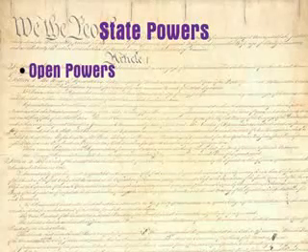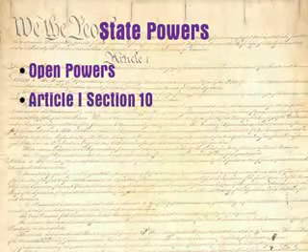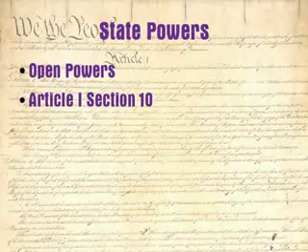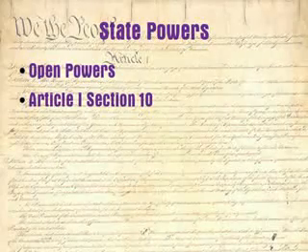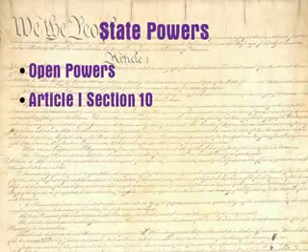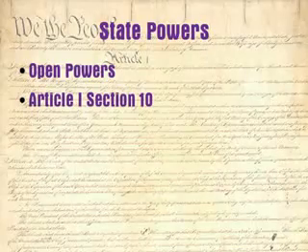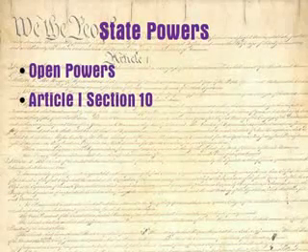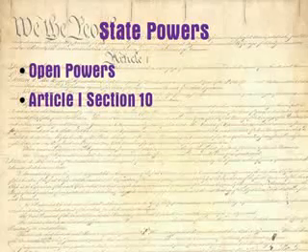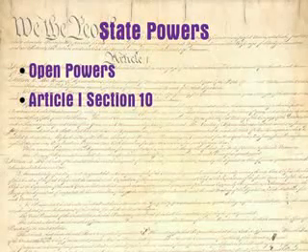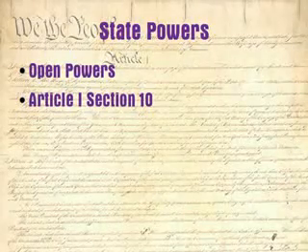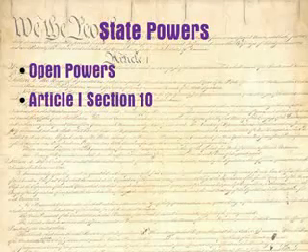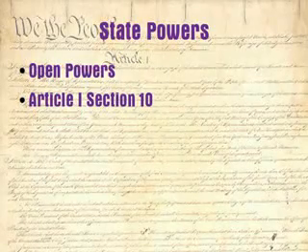However, there are restrictions. State powers are restricted by Article 1, Section 10. Many of these are the same as in Section 9. Just as the federal government cannot violate habeas corpus or make a law ex post facto, neither can the states. There are also other restrictions. For example, Section 8 gives the federal government the power to coin money. Section 10 prohibits the states from coining money.